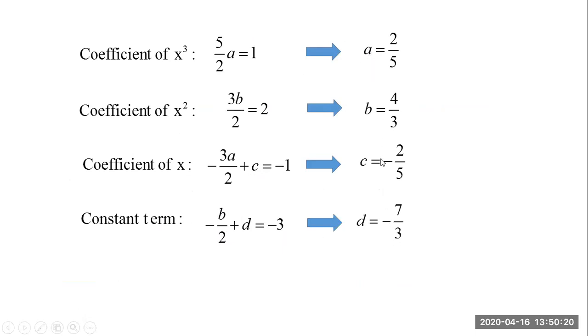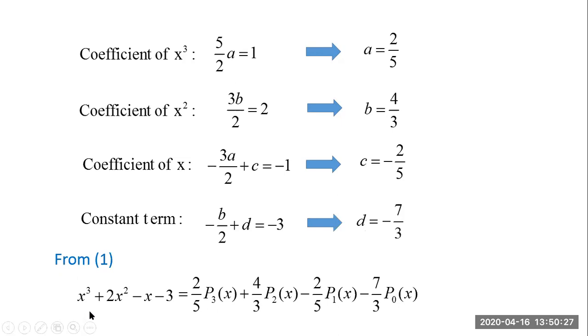So once you find the values of a, b, c and d, substitute in equation number 1. So you get the given polynomial as 2 by 5 P3(x) plus 4 by 3 P2(x) minus 2 by 5 P1(x) minus 7 by 3 P0(x). So this is the given polynomial in terms of Legendre polynomials.